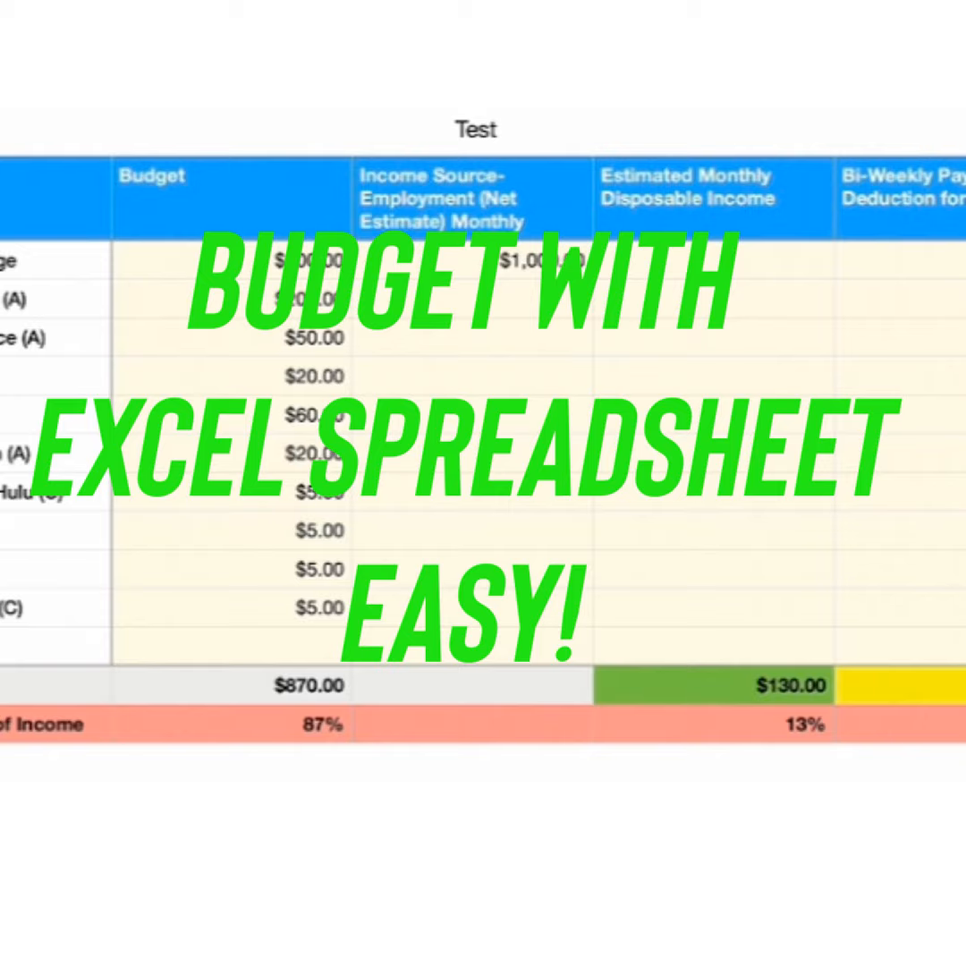Now, your disposable income is going to be your net income, which is the $1,000, minus however much your expenses are coming out, which is the $870, and what you're left with is your disposable income, which is the $130.